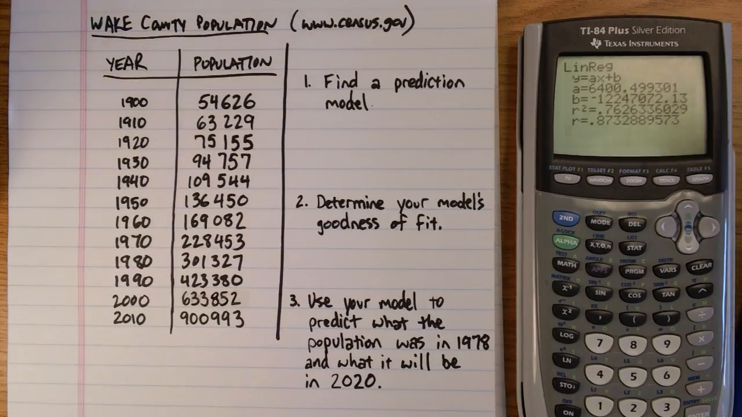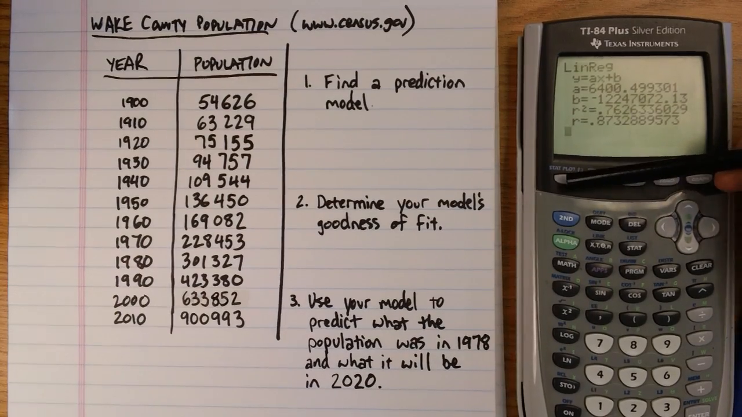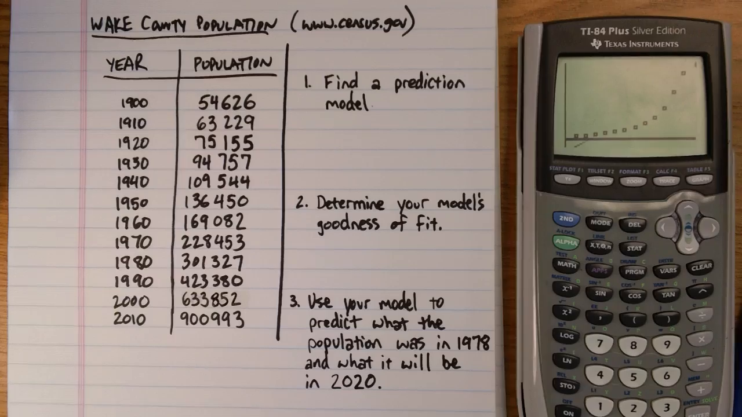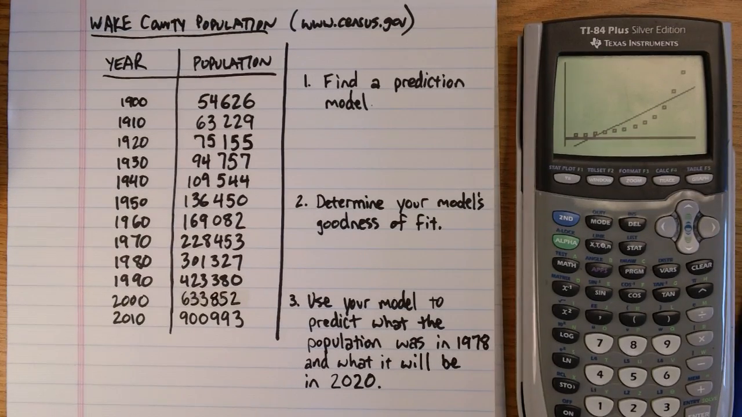Next thing I want to do is look at the model on top of our actual data points. If I go into y equals, then I see our calculator has put that model into y1. My plot 1 is still selected, so I'm going to press graph. And there's our linear model on top of our actual data.